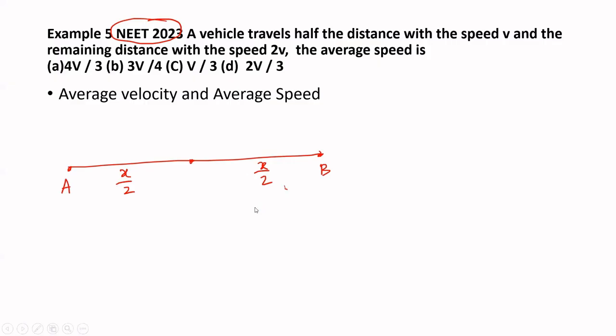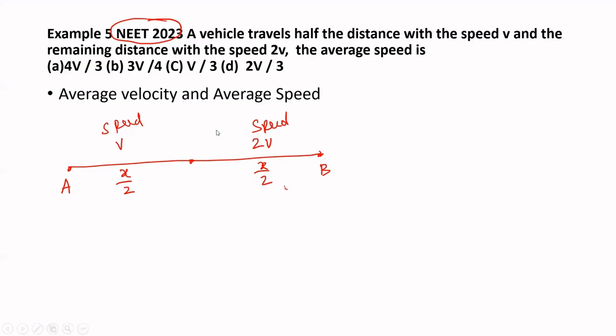A vehicle travels half the distance x by 2 with a speed v. இங்க வந்து v கிலோமீட்டர் பெர் ஹவர்னு வச்சுக்கலாம். அடுத்த half distance, the remaining distance with a speed of 2v. இங்க ஸ்பீடு வந்து v, இங்க வந்து 2v ஸ்பீடு.